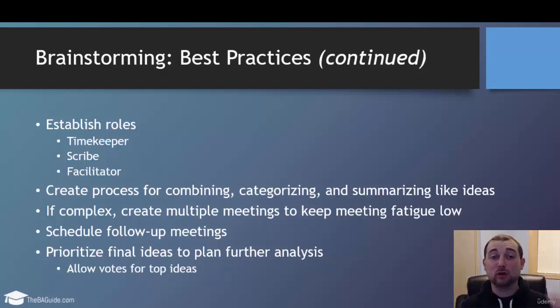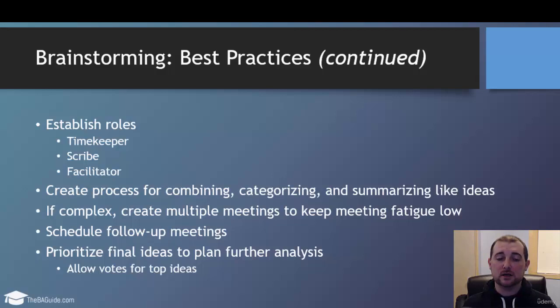Next thing is schedule follow-up meetings. If you need more details and want to start diving into some of that, you should be scheduling follow-up meetings as necessary to do that. And you may be using different elicitation techniques in those follow-up meetings, but it's very important that you take what you've learned in the brainstorming session and move it forward.